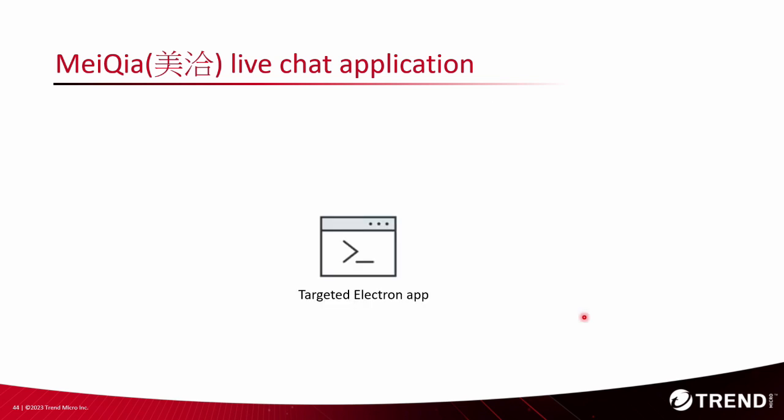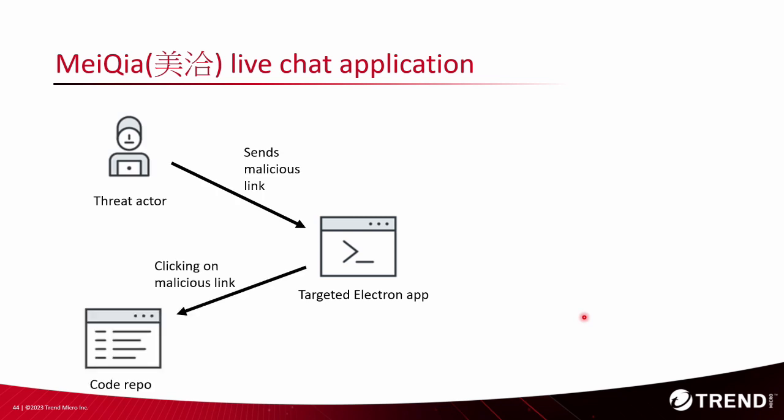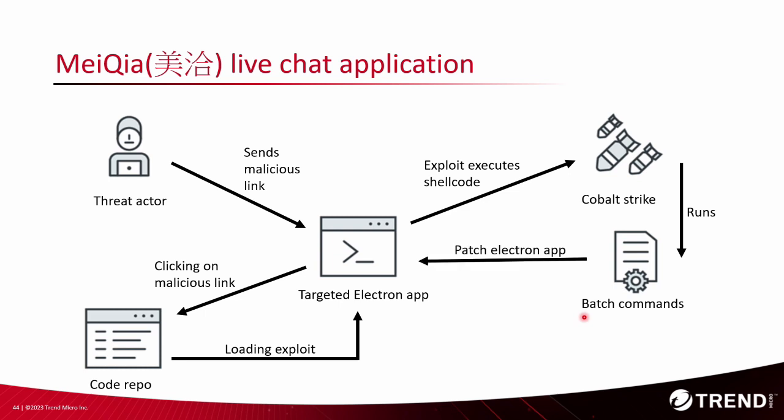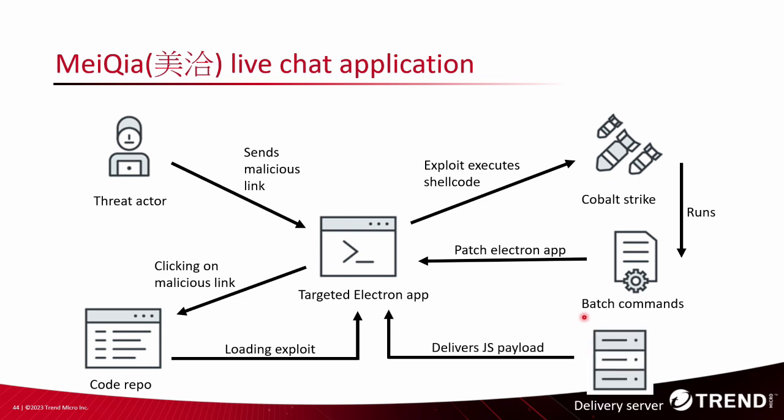Let's quickly show the schematics of the attack. You have this targeted Electron application which is running somewhere. The threat actor sends a malicious link to them. Then the user of the Electron application clicks on the link. The link connects to the code repository and downloads code with the exploit. The exploit gets executed and runs Cobalt Strike. Cobalt Strike runs additional batch commands which patch this Electron application, which later delivers additional JavaScript payloads.